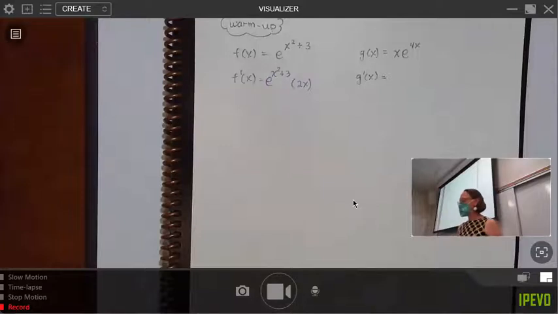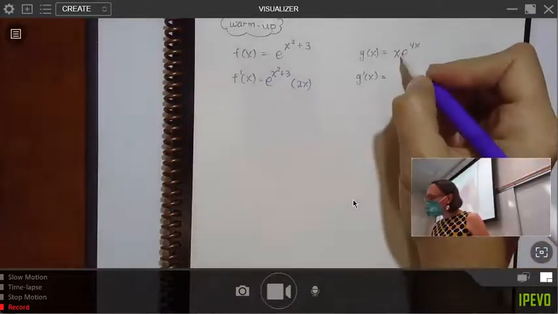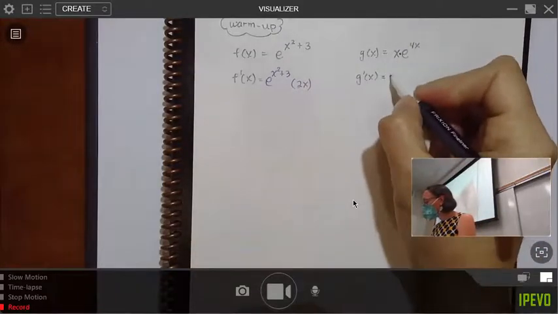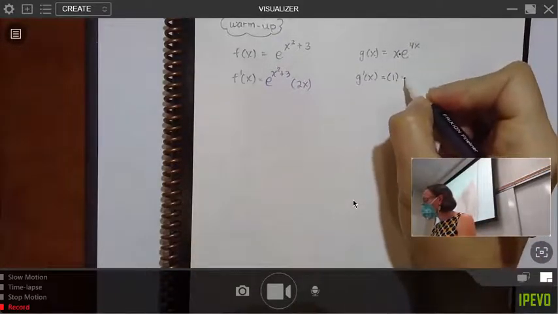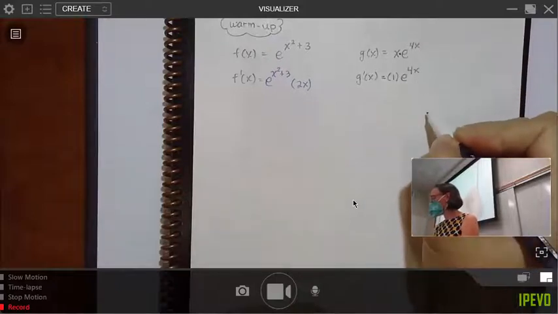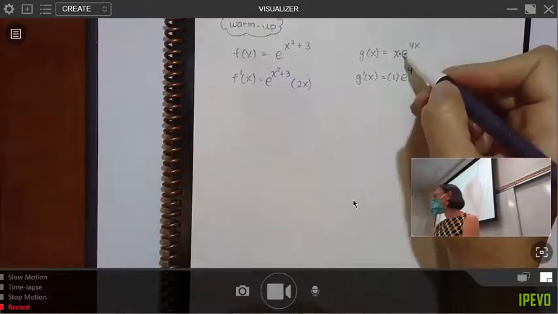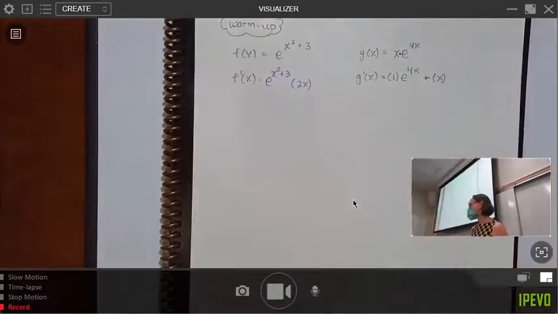On the second one, though, we do have a product between the x and the e to the 4x. So when we go to find that derivative using product rule, derivative of x is going to be 1, and then I'll leave the e to the 4x alone, plus we leave the x alone and take the derivative of e to the 4x.